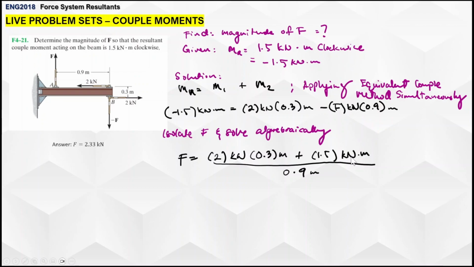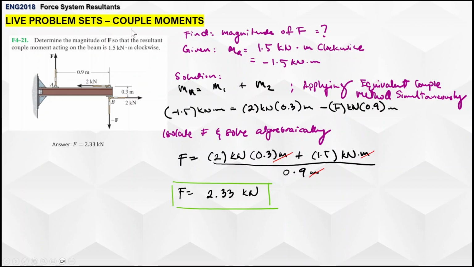So we have this equation, and in your final answer here, meters will cancel out, which will leave you kilonewtons. Always remember to cancel units. So this one will be kilonewtons. Make sure this will be combined together. Okay? So to become kilonewton meter, just shortcut it, and your final answer should be around 2.33 kilonewtons. Okay, it's pretty exact. Okay, so that's it for problem sets under couple moments.